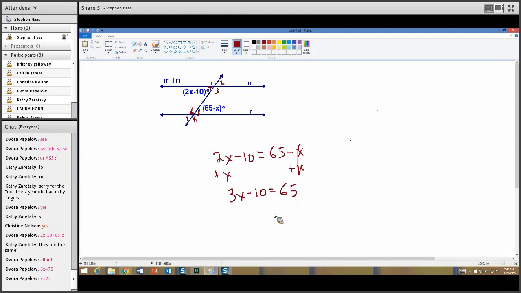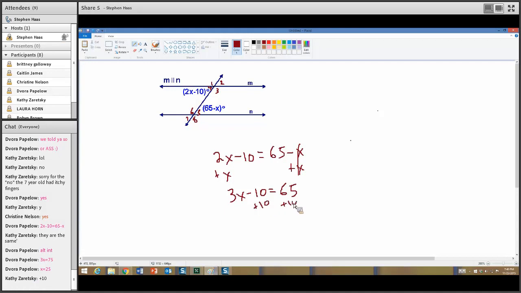Once we have this, we further want to isolate x as well. So the way to isolate the x term is by getting rid of the number term. And the way to get rid of -10 is by adding 10. And whatever you do to one side, you have to do to the other. So you have 3x equals 75.